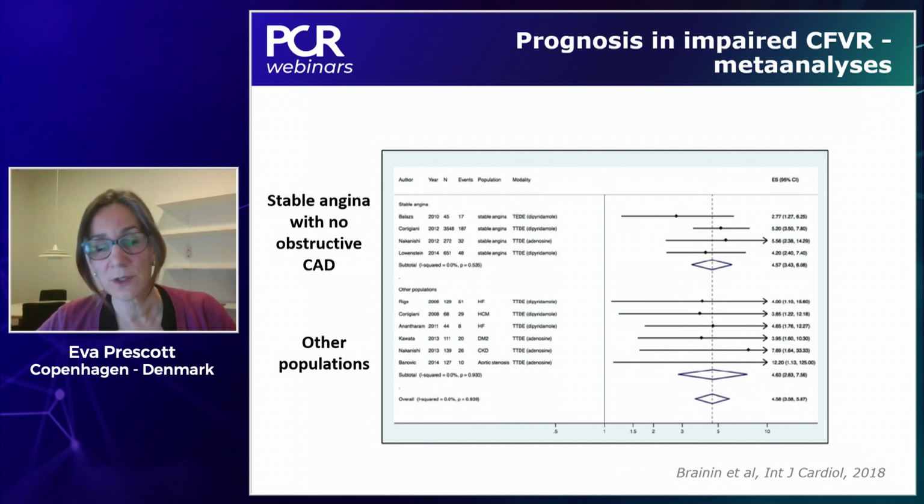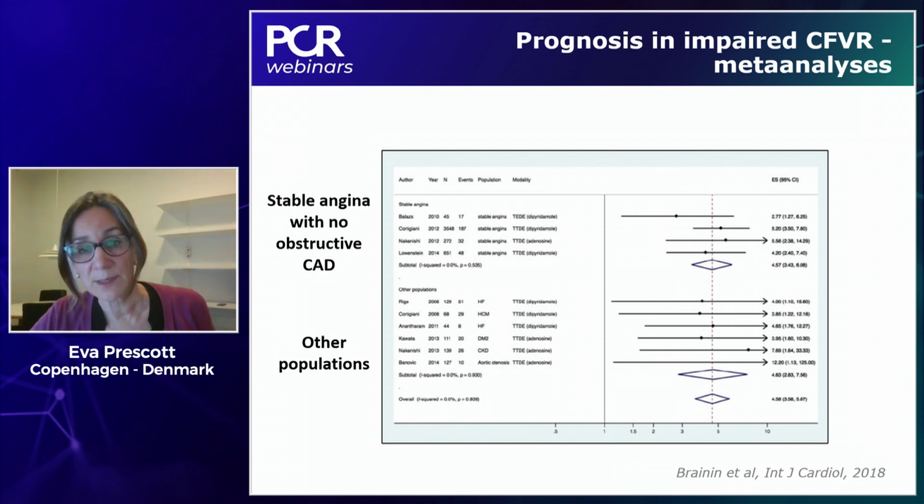At the top, you've got studies with patients with stable angina, and at the bottom, you've got other populations such as heart failure, hypertension, hypertrophic cardiomyopathy, and the picture comes across that whichever population you look at, impaired coronary flow reserve carries prognostic implications.